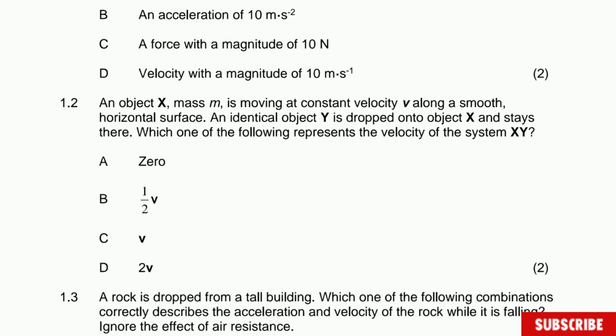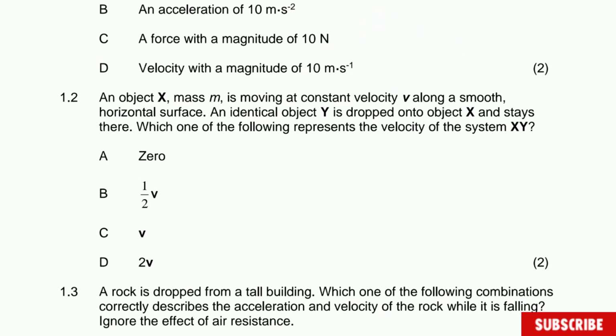Question 1.2: an object x of mass m is moving at constant velocity along a smooth horizontal surface, so there's no friction, and it's moving at constant velocity. An identical object y is dropped into the object x and stays there. Which one of the following represents the velocity of the system xy? Okay, so let's see what we have here. We have an object of mass m. Now object x has an initial velocity, which is v, and it has a mass x equal to m.